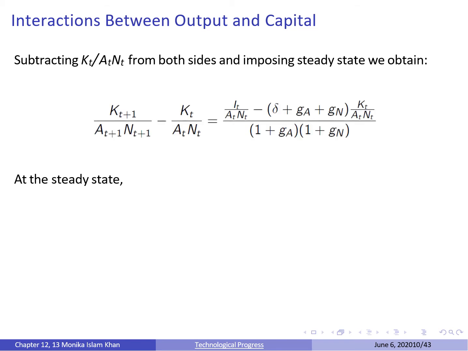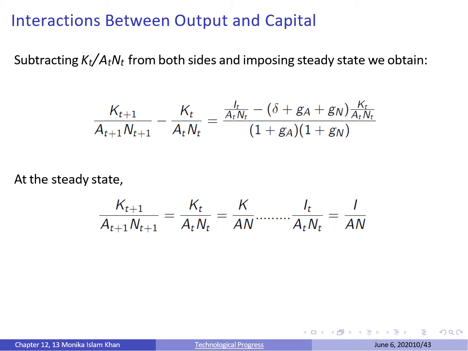The next step is to subtract Kt over At times Nt from that equation for evolution of capital stock. And once you do that, your equation of capital stock will look like this. Okay, and then at the steady state, remember that at the steady state, Kt plus 1 equals Kt equals K star. So you can denote the steady state as K star as well. But we can keep things simple and just denote it as K.